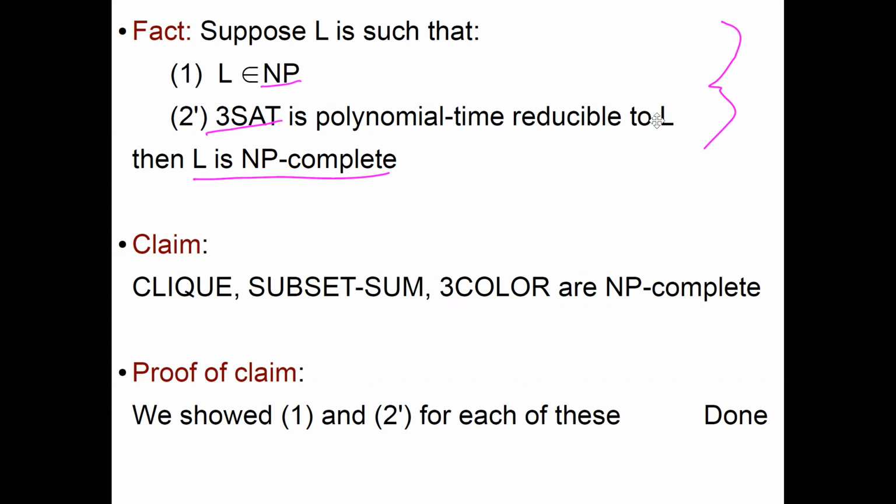Okay? Nice corollary of this is this claim that all that we saw, like click, subset sum, and tricolor, they are all NP complete. What's the proof of this claim? Well, we showed 1, that they are in NP, and we showed 2 prime. We showed reductions of 3-SAT to each of these problems. So each of these problems is NP complete. There's nothing special about 3-SAT. Any of them can be used for the theory of NP completeness.